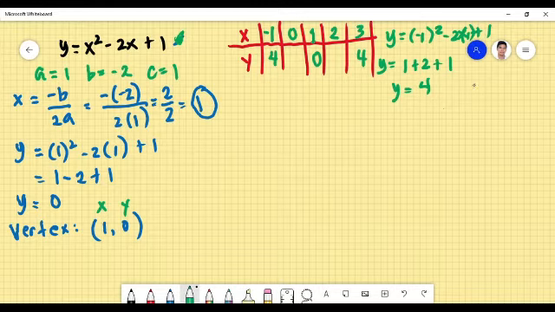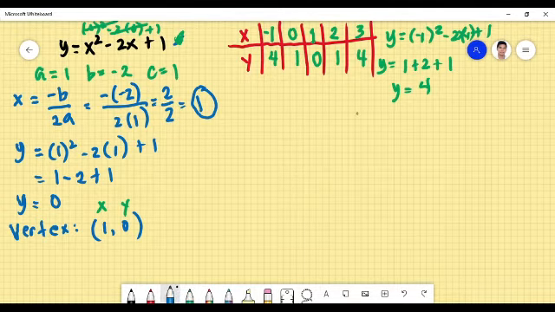Tapos solve natin kapag 0. So pag naging 0, ito dito ko na lang lagay. So 0 squared minus 2 times 0 plus 1. So wala na to. Matitira is 1 na lang. So yung y natin ay 1. So dito ay 1 din. Okay, pag okay na, we are ready to graph.